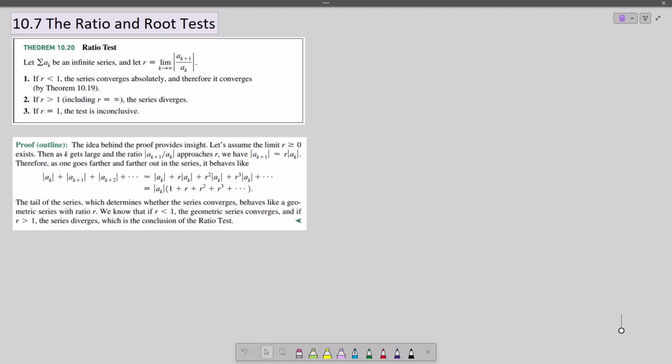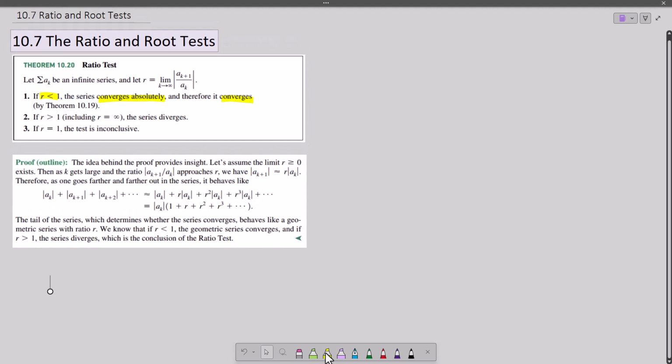Ratio test has the same conclusion as the geometric series. Less than 1 converges absolutely. So if there were minuses in here, you can say that it converges absolutely. If there are no minuses, you could just say it converges. Saying it converges absolutely, even if there's no minuses, is not wrong, but it's just a little overzealous.